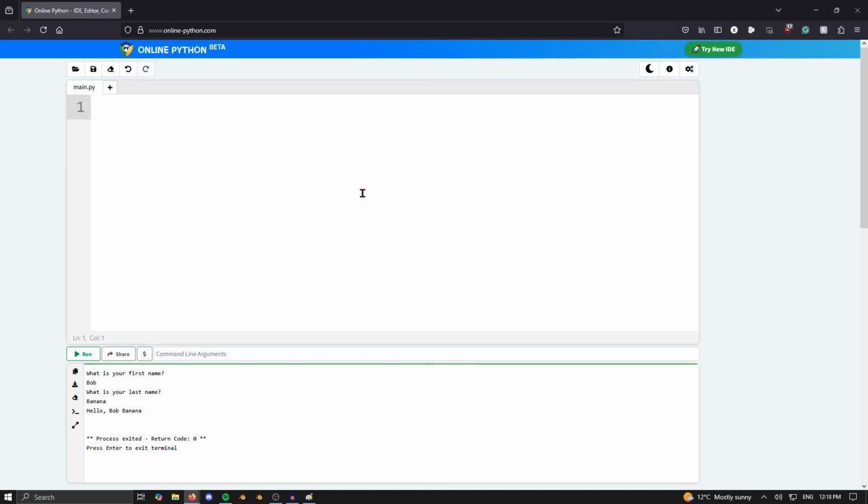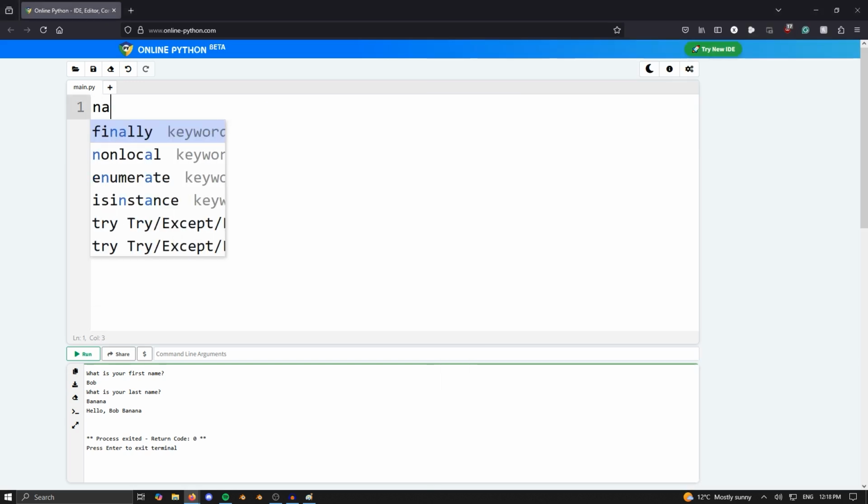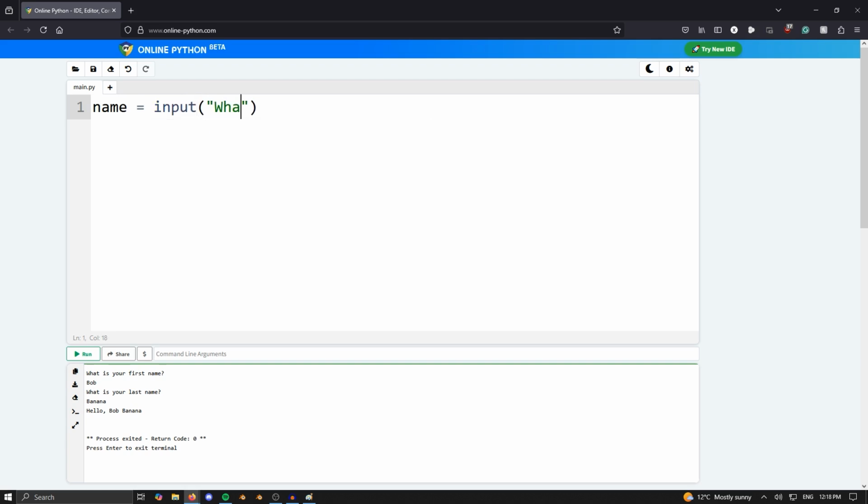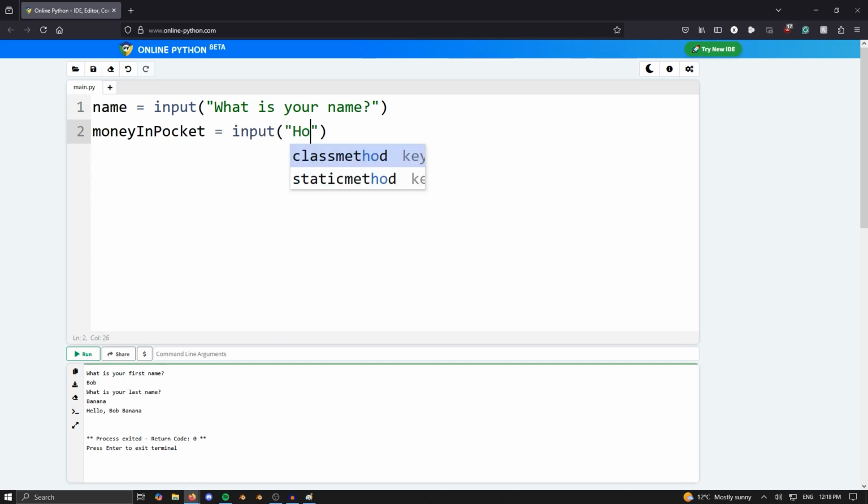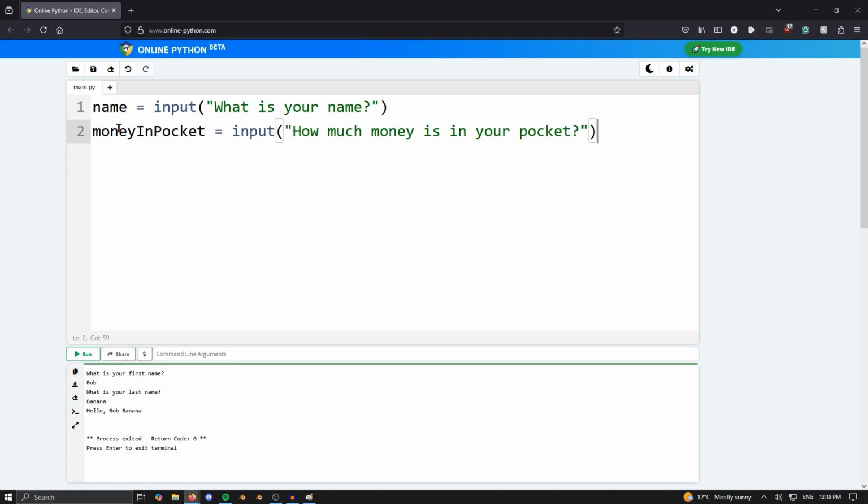So I'll start with a blank sheet here. I'll ask for the name. I say input, what is your name? And I'll also ask for how much money you have in your pocket. So money in pocket. I like to start every word with a capital letter. It makes it much easier to read, except for the first word.